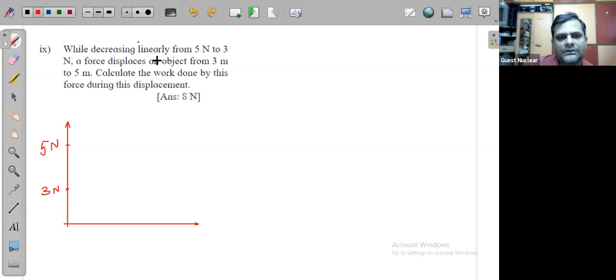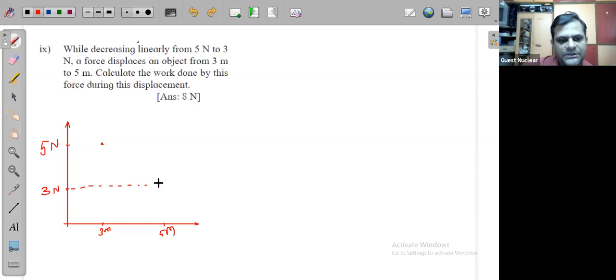Okay, an object from 3 meter to 5 meter. So what does it mean is the displacement made by the object is going to be from 3 meter to 5 meter. तो मतलब ये जो object है वो यहाँ पे 3 meter distance पे start होता है. This is the distance 3 meter here and this is the distance 5 meter here. Okay, so the object starts from 3 meter, but the force at that time is going to be 5 Newton actually.